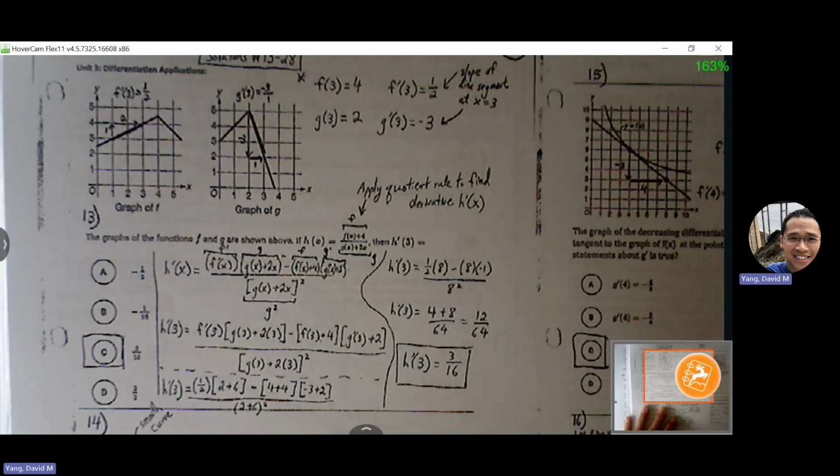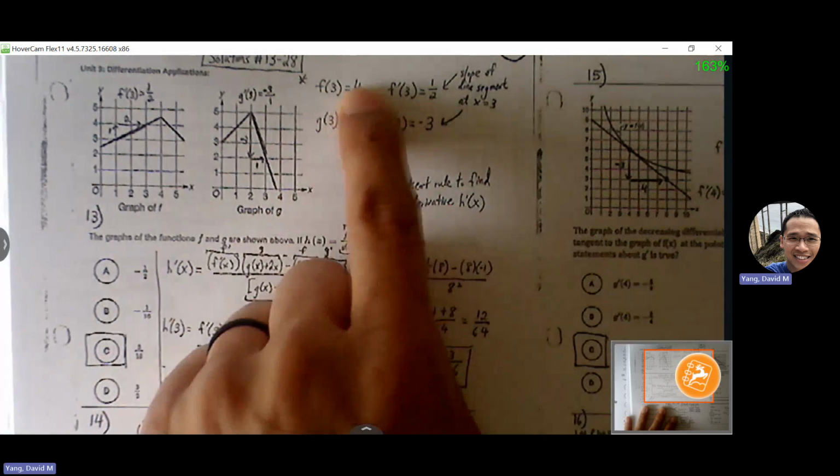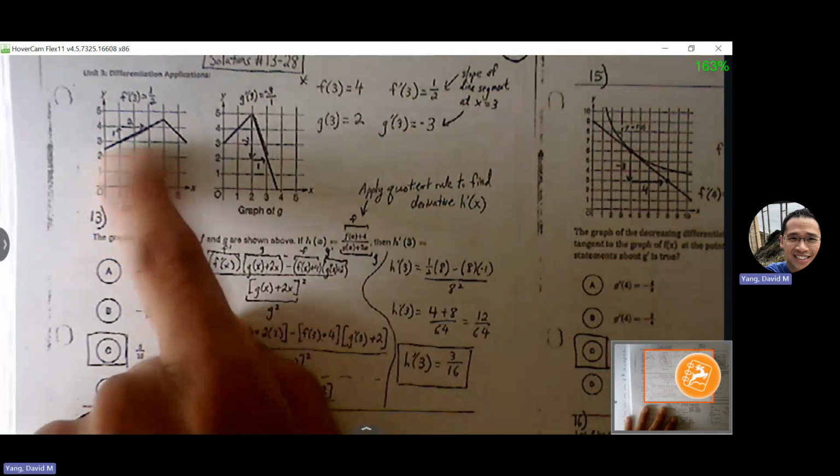So the derivative ends up being f prime of x times g of x plus 2x minus f of x plus 4 times g prime of x plus 2 all over my denominator squared. Replace every x with 3. And then on the graph of f, you're going to be pulling your ordered pair for f of 3. f of 3 is 4.